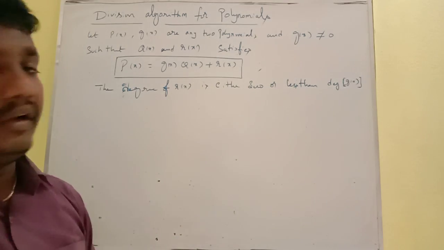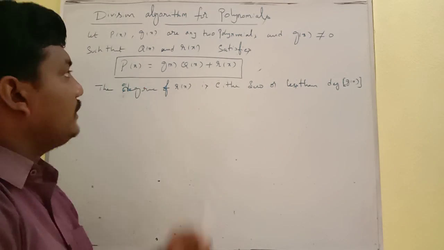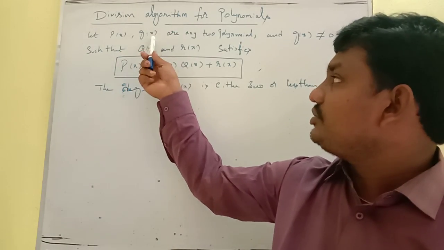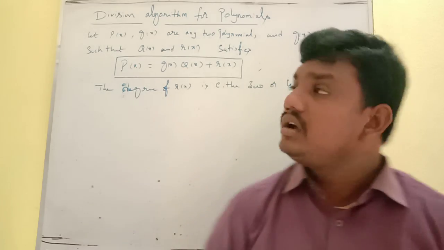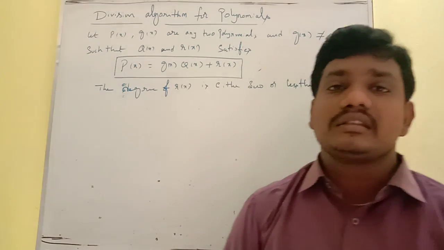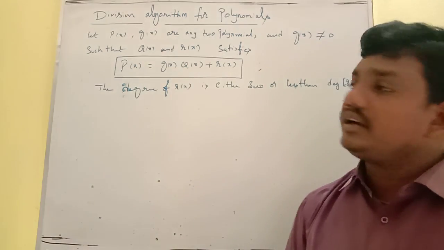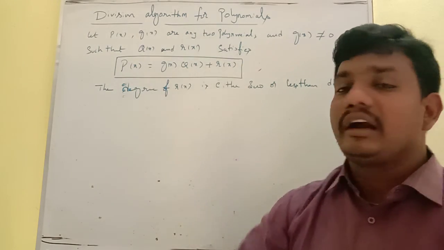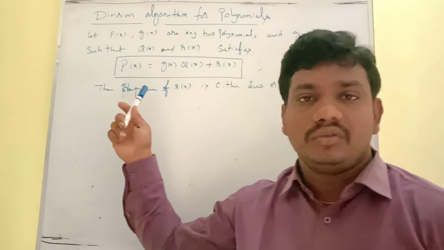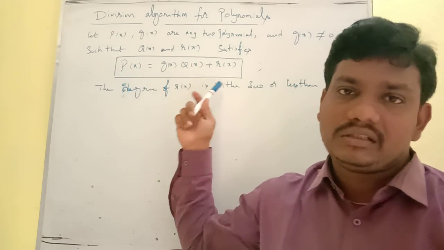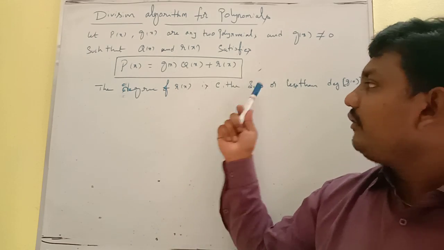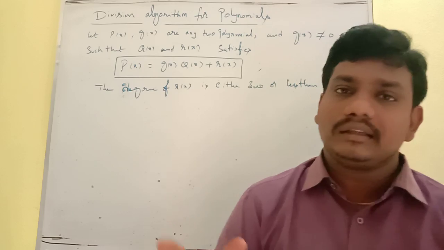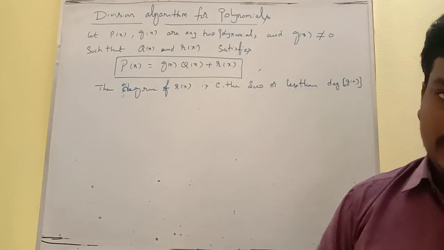Let me once again go through it. Let p of x and g of x be any two polynomials, and g of x is not equal to 0, that is, g of x is not a zero polynomial, such that q of x and r of x satisfy the condition p of x is equal to g of x into q of x plus r of x, where the degree of r of x is either 0 or less than the degree of g of x.